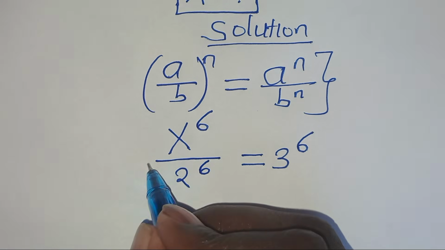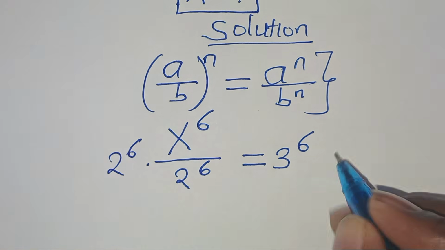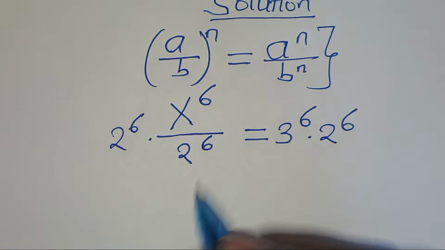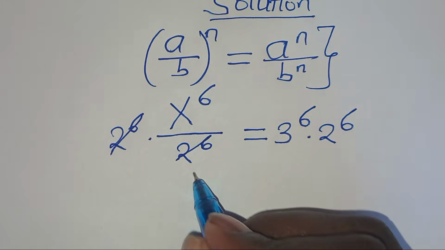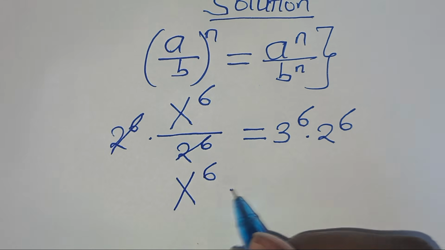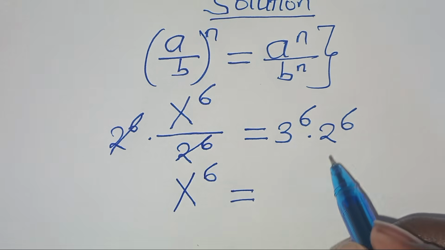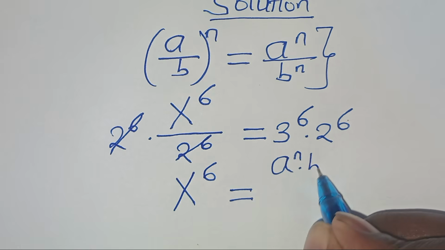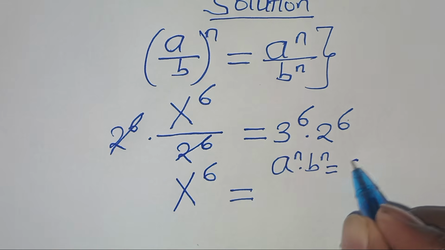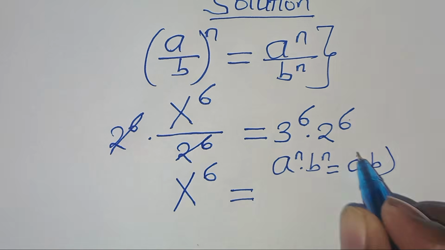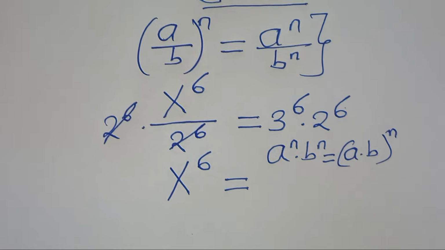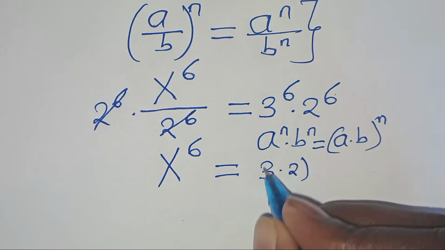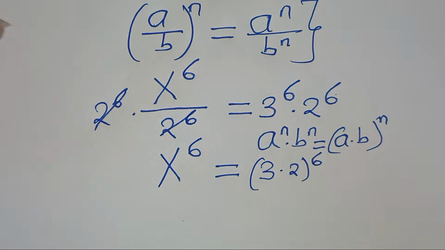The next step is to multiply both sides by 2^6. So let's simplify, so that now we have x^6 equal to 3^6 times 2^6. This is in the form of a^n times b^n, which can be expressed as (a times b)^n. Applying this property, we have (3 times 2)^6.